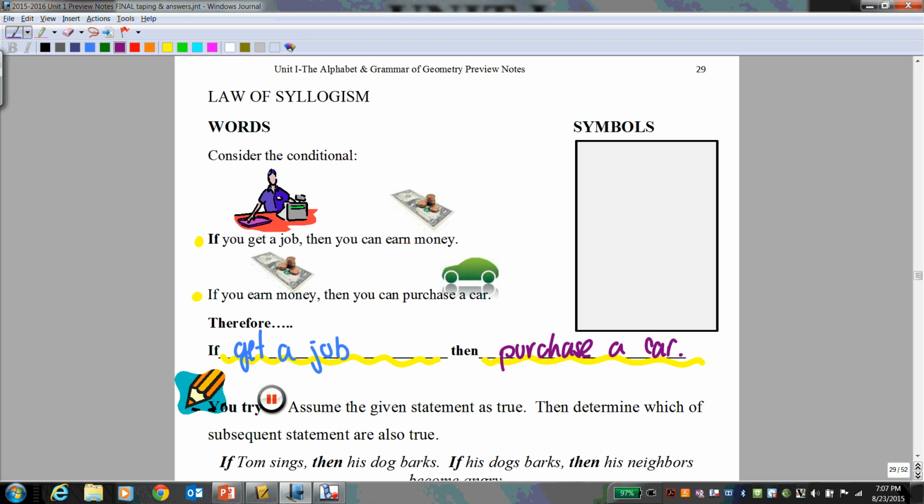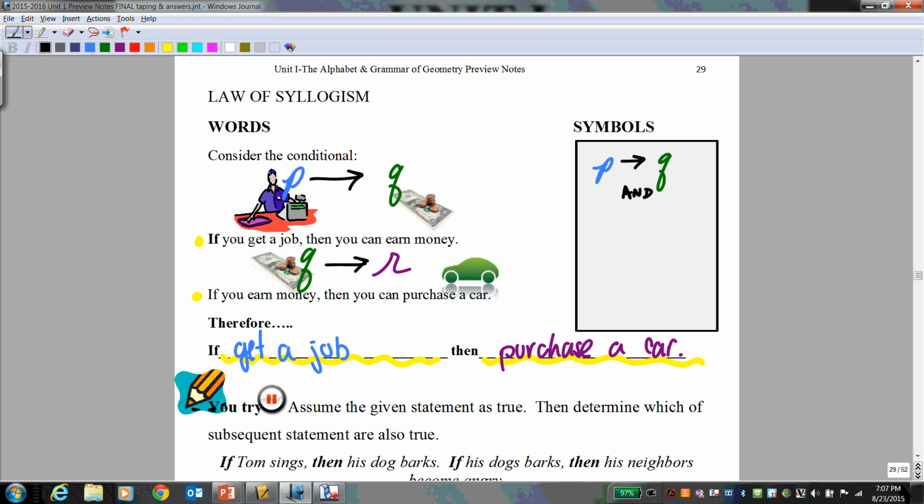Let's just toss in some fancy symbols here. Makes you feel smart when you use symbols. Ready? So if you get a job, that's going to be our P. If P is true, then you earn money. We're going to call that our Q. Here's our second conditional. If you earn money, there's our Q again, then you can purchase a car. We add a third true statement, R. So if P, then Q is true.